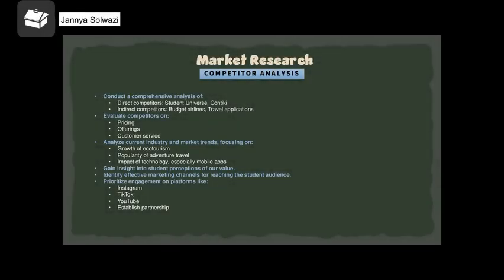Our comprehensive analysis reveals key insights into both direct and indirect competitors, as well as current industry trends. Direct competitors like Student Universe and Kontiki offer curated travel packages, but often at higher price points than students prefer, making affordability a competitive advantage for Broke and Bold. Indirect competitors, including budget airlines and travel applications, cater to independent planners but lack the personalized, full-service experience we provide. Evaluating competitors shows that pricing, diverse offerings, and responsive customer service are critical to attracting and retaining customers.